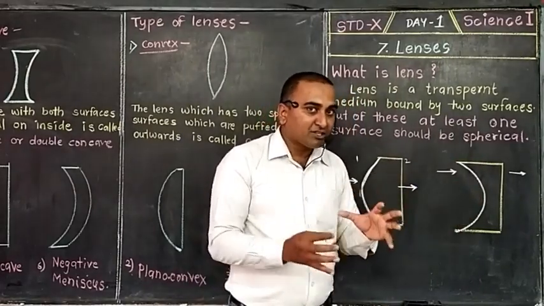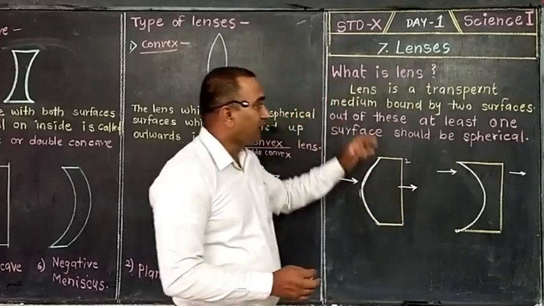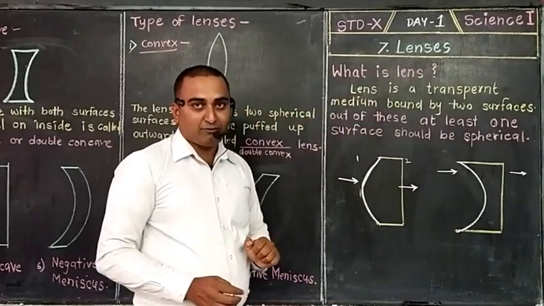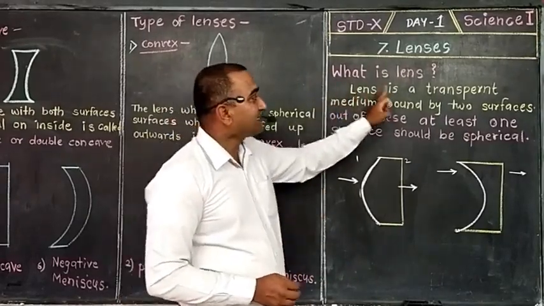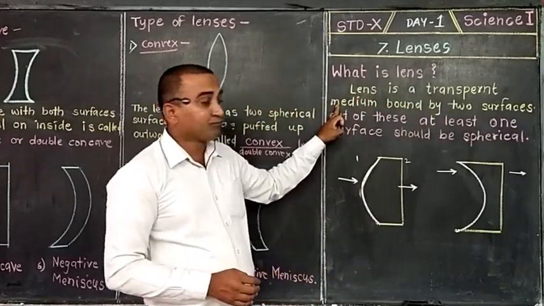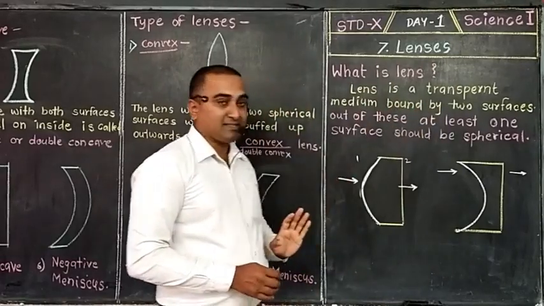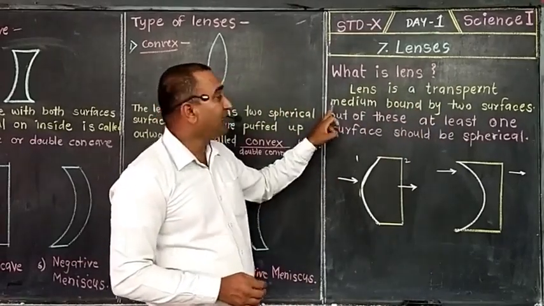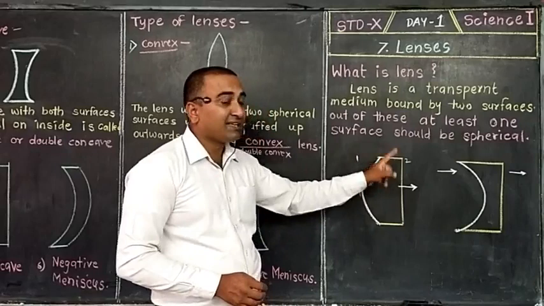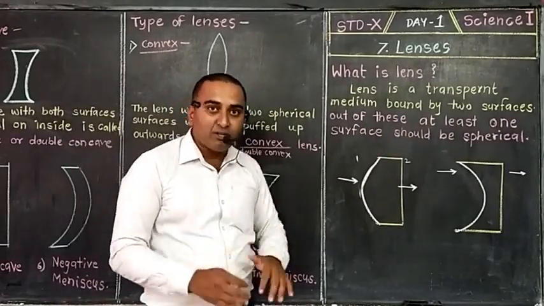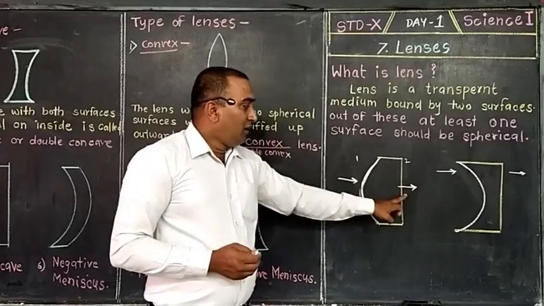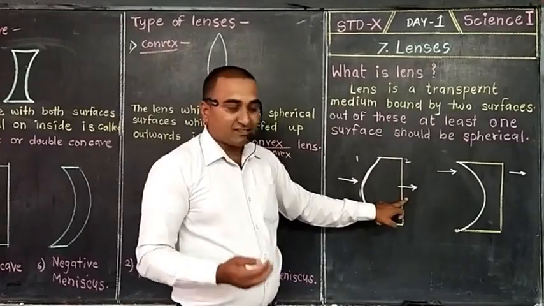So what is the definition we want to construct again? See, by combining both this information, we are going to focus on this. What is a lens? A lens is a transparent medium bounded by two surfaces, out of which, that is out of these two surfaces, at least one, that means at least one, is spherical. Can we make the other part also spherical? Yes, we can.